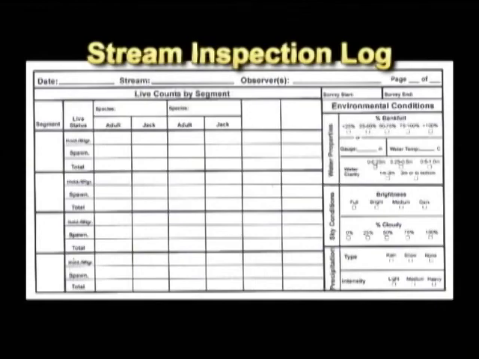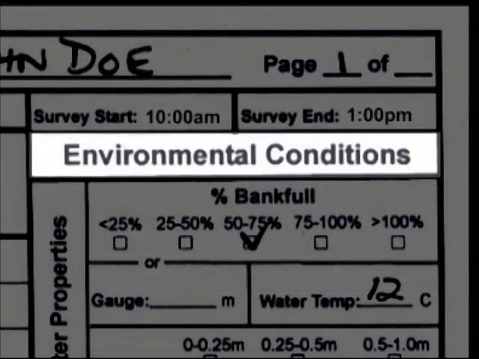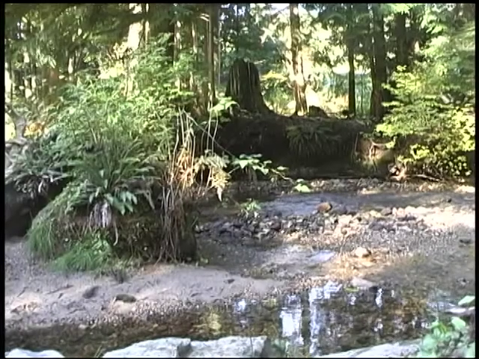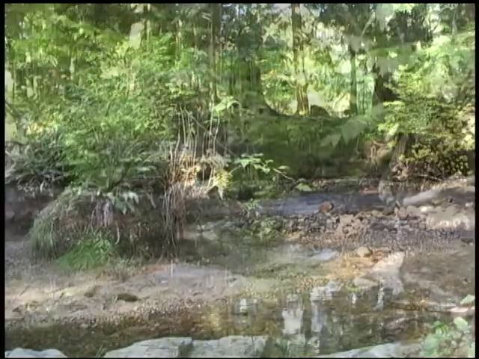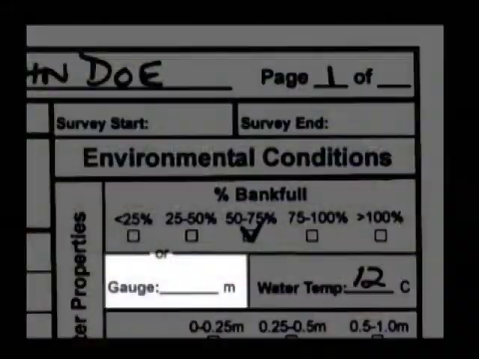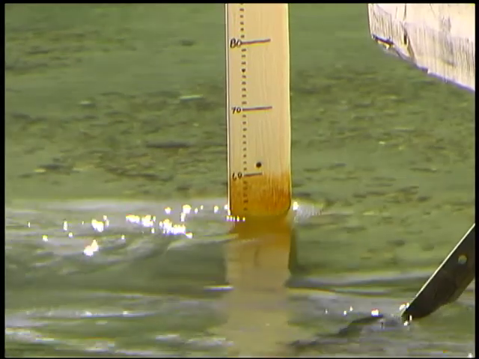The data to be entered: survey start and end time, environmental conditions, which include percent bankful. This is meant to describe the stream conditions at the time of the survey. Is the water level below or above normal for this time of year? Gauge. This measurement may take the place of percent bankful if a gauge is in place on the stream.